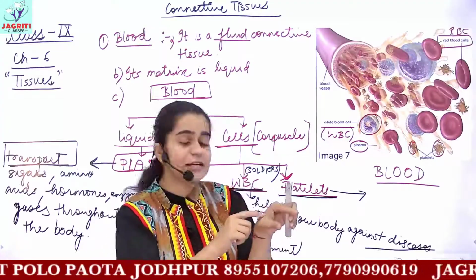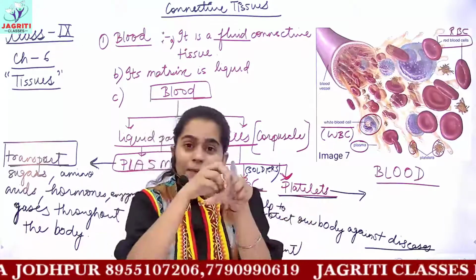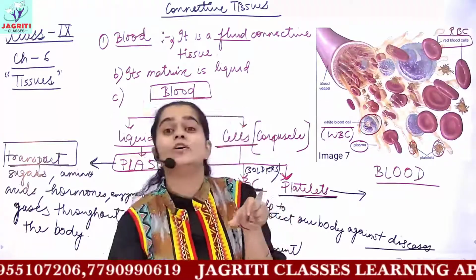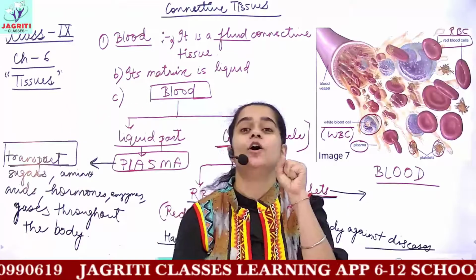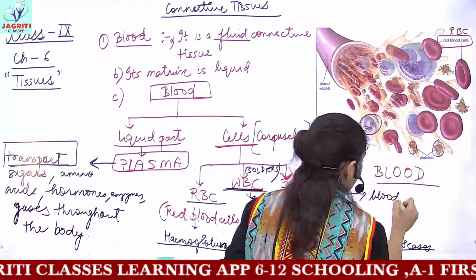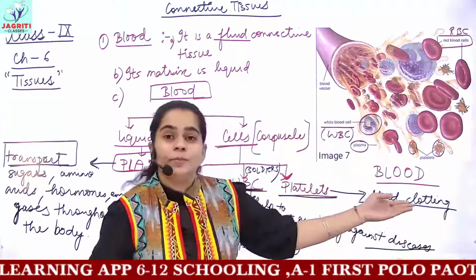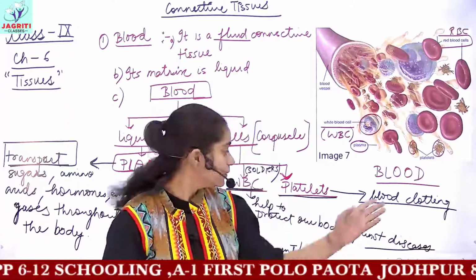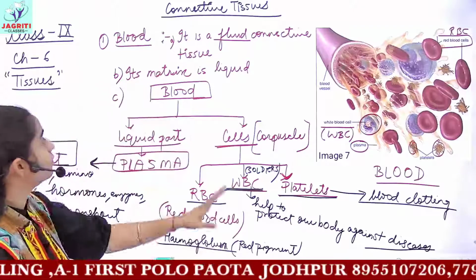Because the cells present on the injured skin, they help these platelets. They combine together and they form a thin membrane so that now no more blood loss occurs from your body. So this mechanism is known as clotting of blood. And platelets are responsible for blood clotting. Blood clotting, you can write, that is, prevent the loss of blood from injured part or from our body. And who is responsible for this function? Platelets.